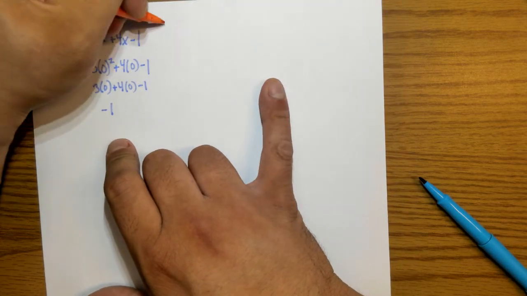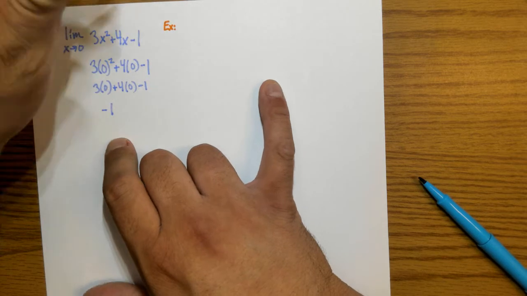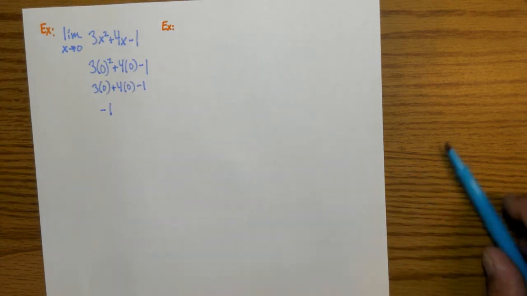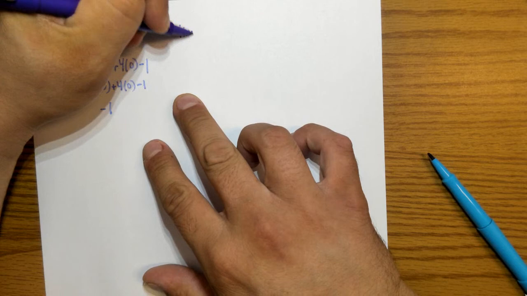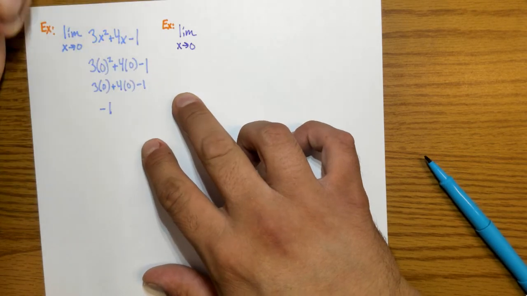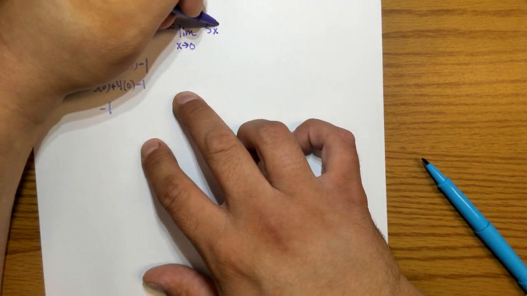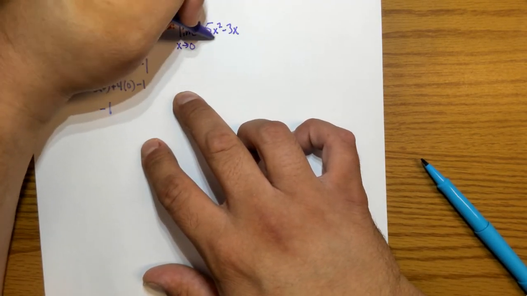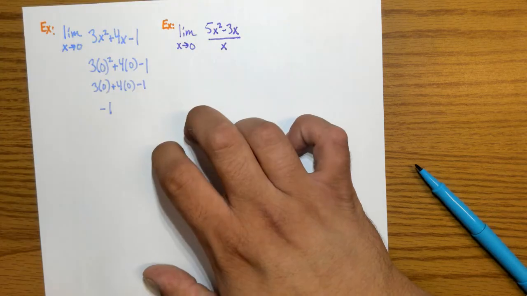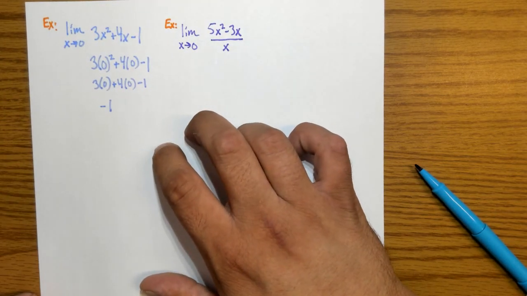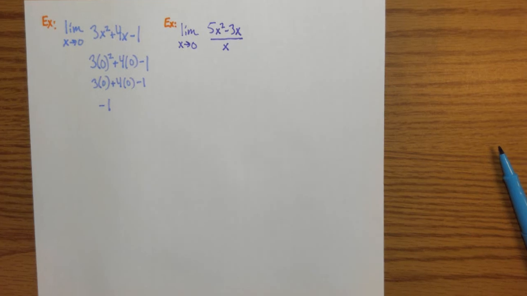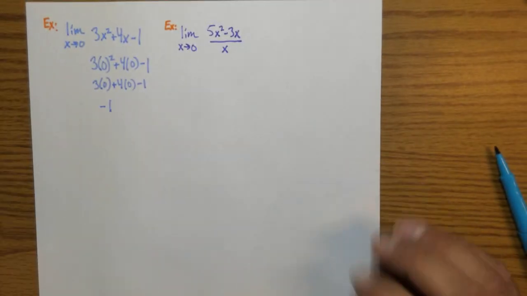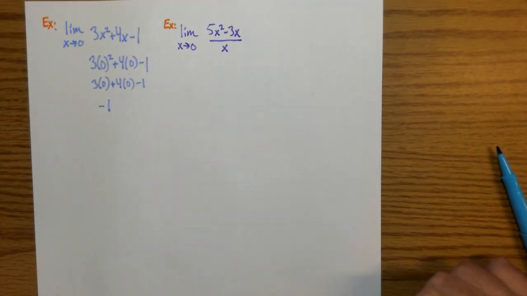Let's take a look at a few more. And we'll take a look at something like this. Say if we want to find the limit, again as x approaches 0, but this time our function is 5x squared minus 3x divided by x. We can see immediately we'll run into the problem where if we plug in 0, we'll have 0 in the denominator, so that's not going to be an option for us. Let's see if we can factor this thing and try to figure out what's going on.